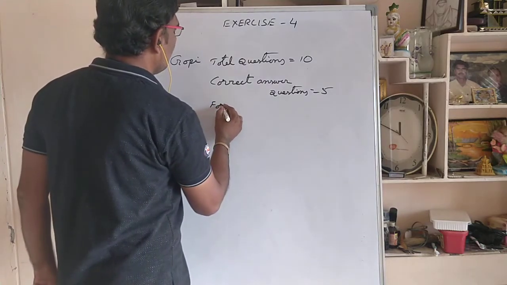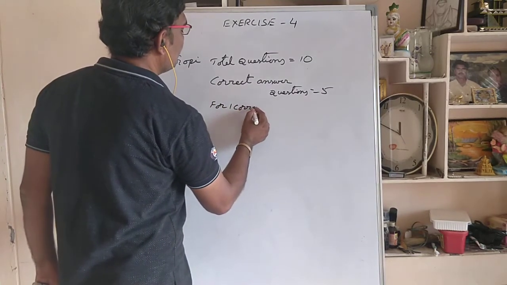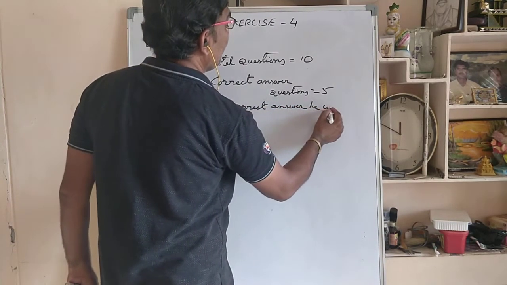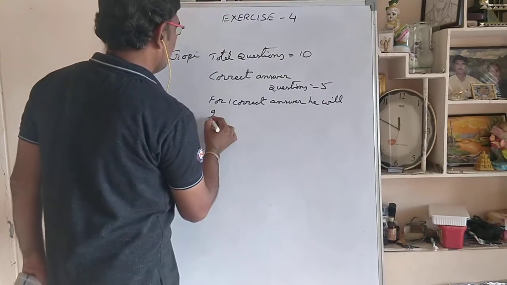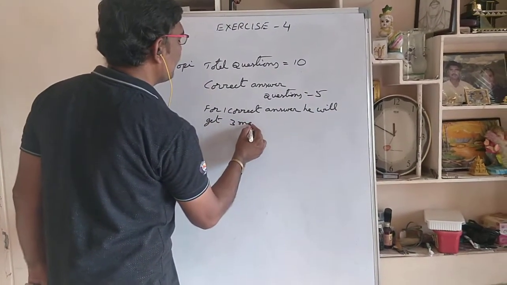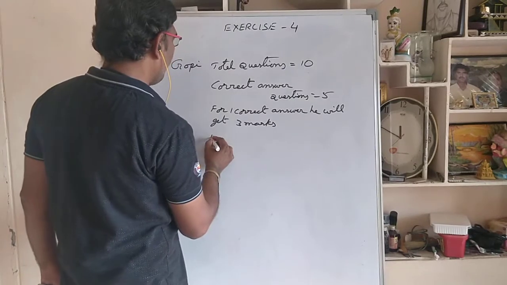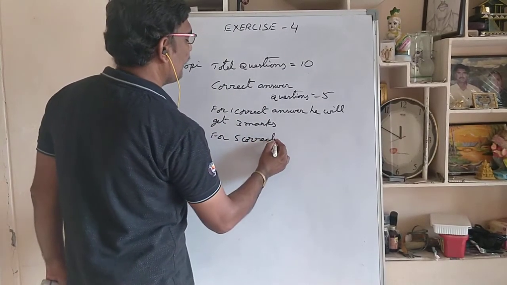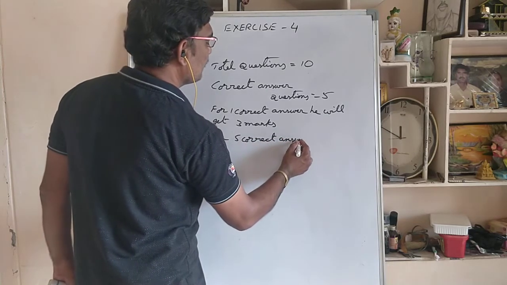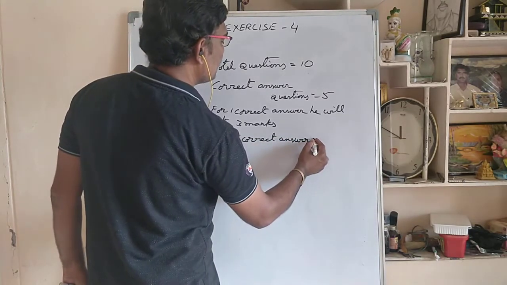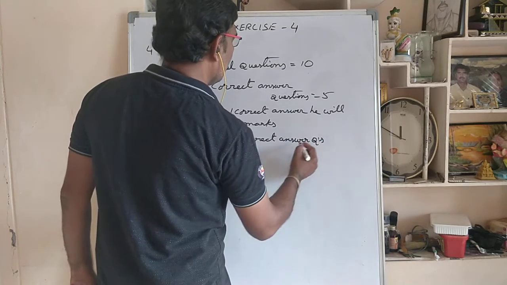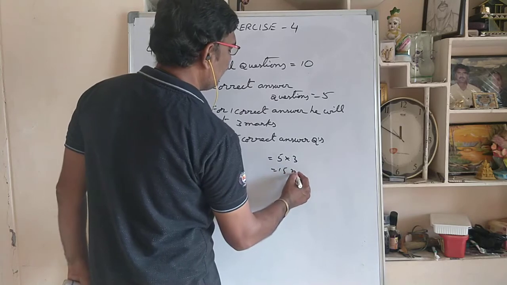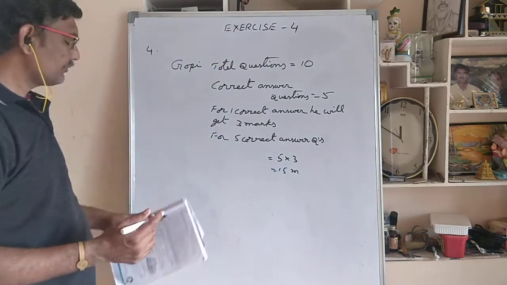For one correct answer, he will get how many marks? 3 marks. So, for 5 correct answers, how many marks will he get? It means 5 threes. 15 marks he will get.